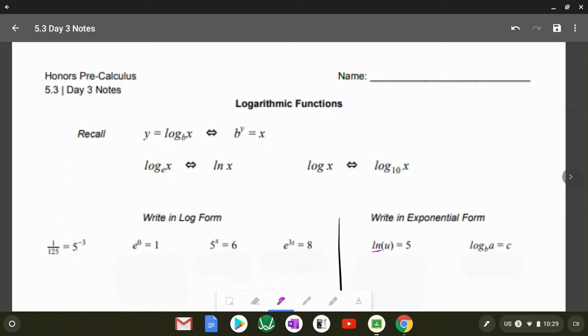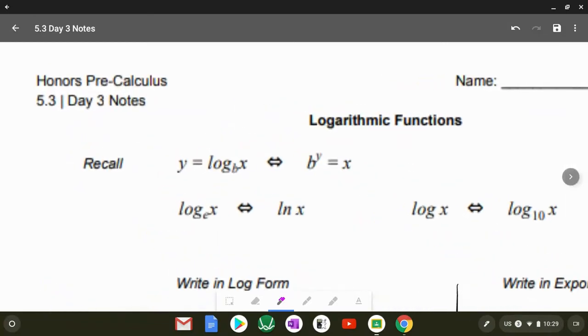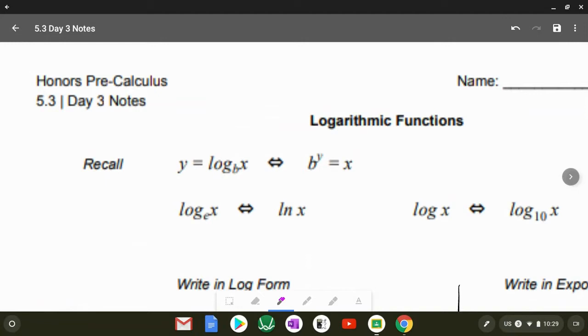For day 3, we're going to be introducing logarithmic functions. If you remember from Algebra 2 last year, we talked about the log function. It helps us solve and work with exponential functions. So this right here is going to be the most important thing you need to know about logarithmic functions, and that's converting back and forth between log form and exponential form.